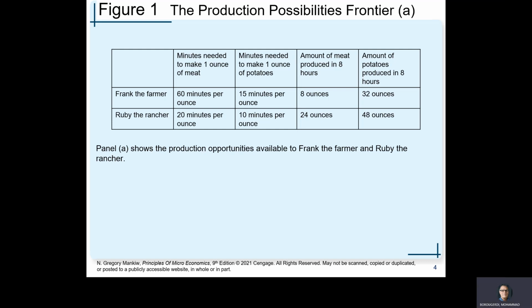Okay? And Ruby, the same way: 20 minutes for 1 ounce of meat, 10 minutes for 1 ounce of potato. Or if she works the whole day, she can come up with either 24 ounces of meat or 48 ounces of potato. As you notice here again, Ruby is better than Frank. She is faster. In the same amount of time, she does almost 3 times better than Frank on meat. Also on potato, she's better, 1.5 times better than Frank.